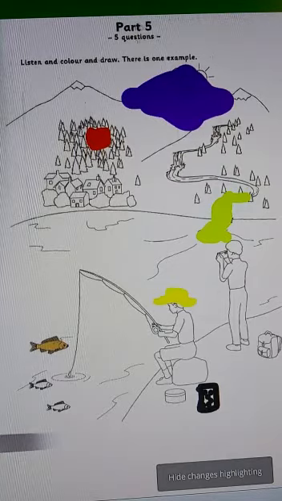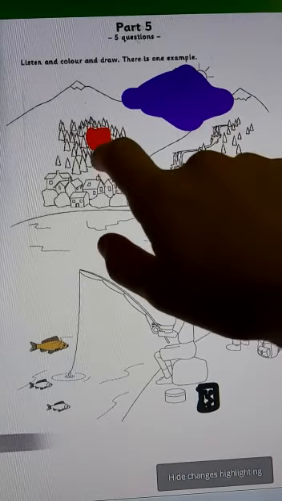Three. Now find the village. Okay, here it is by the lake. This one house, which isn't in it, it's above it, in a forest. Okay, can I color the house in the forest now? Yes. What color would you like?